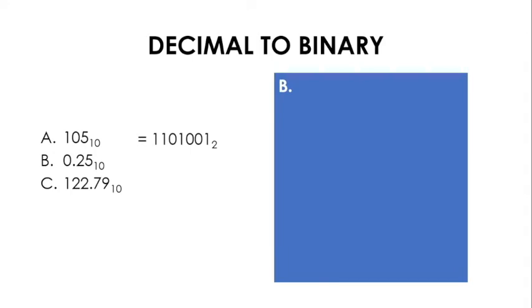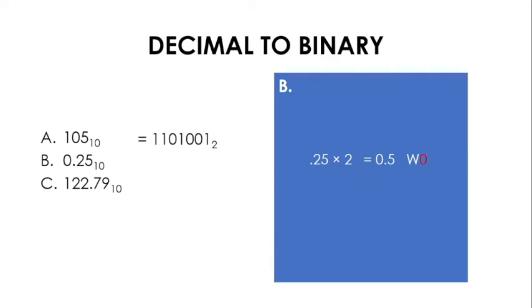For the next example, 0.25, all we have to do is the opposite of the operation we've used for the first example. The opposite of division is multiplication, so we will multiply the given number by the base of the binary number. So 0.25 multiplied by 2 will have a product of 0.5.